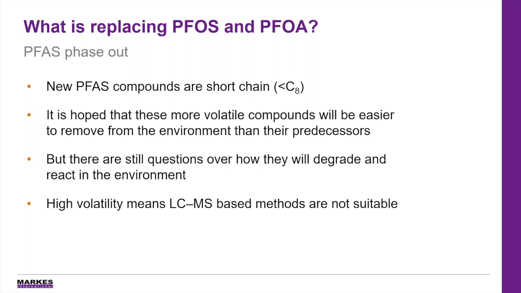But with those larger PFAS compounds being phased out, we now have new PFAS compounds, and these new PFAS compounds are more volatile. So the theory in making them more volatile is that they should be easier to remove from the environment than their predecessors, but there's very little real data on them and their long-term effects on the environment and how it will affect us, essentially.